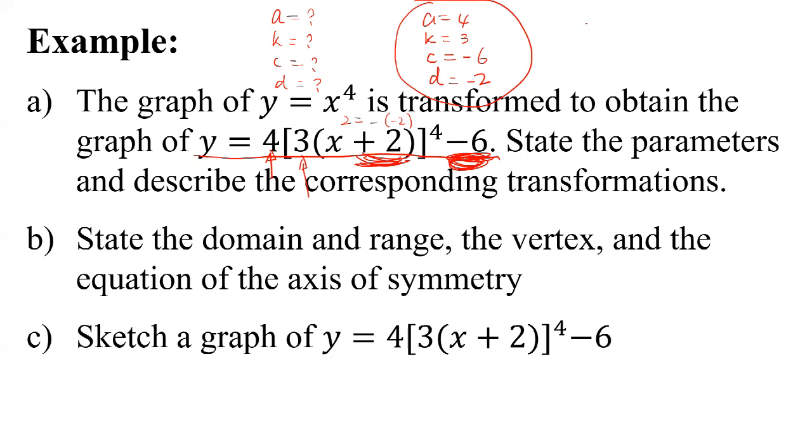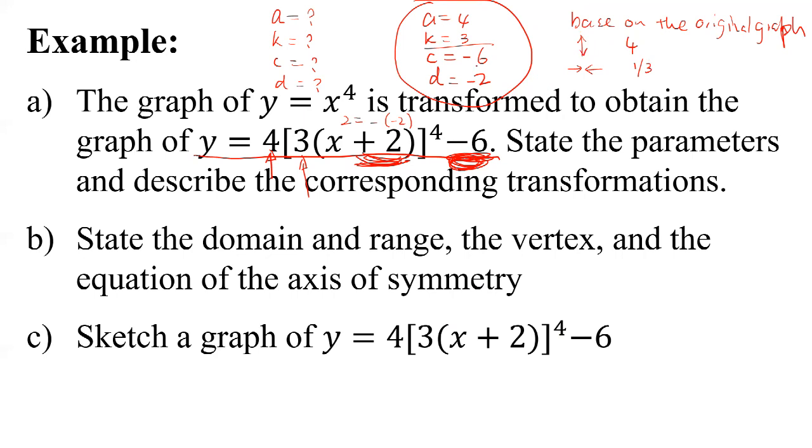Okay, so what does the transformation look like? The transformation should be based on the original graph. First, we need to vertically stretch the original graph by a factor of 4, right? And then horizontally compress, because k is 3 here. That means horizontally compressed by a factor of 1/3, right?